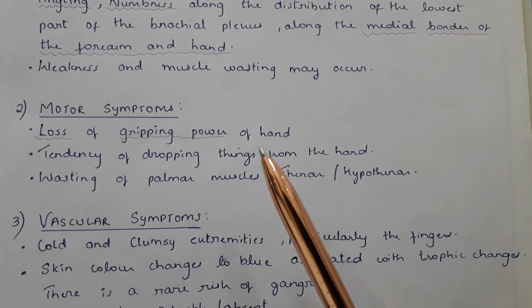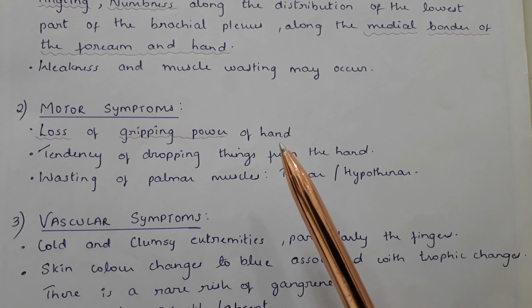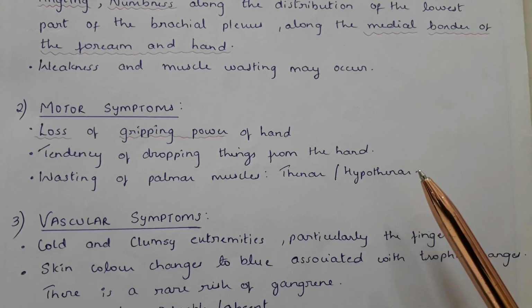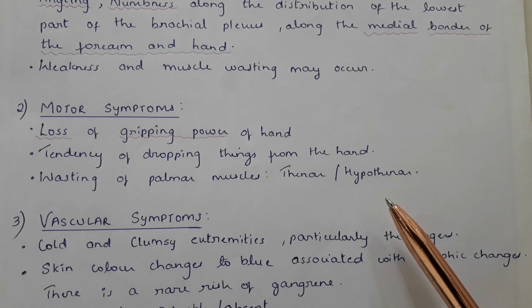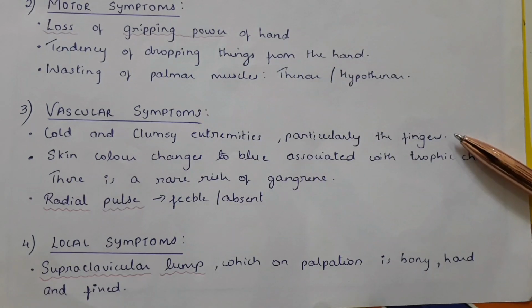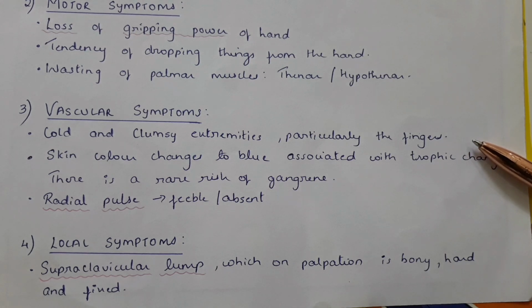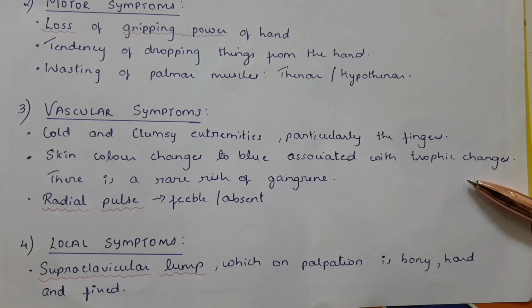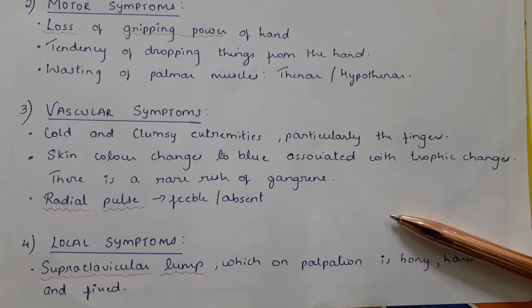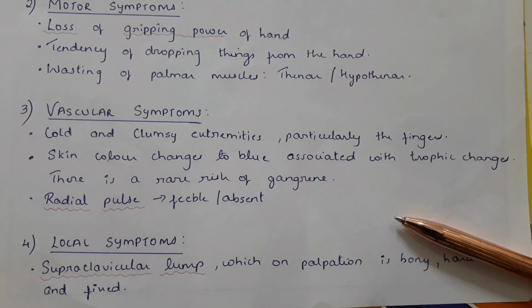Motor symptoms include loss of gripping power of the hand, tendency of dropping things from the hand, wasting of the palmar muscles, that is the thenar and the hypothenar muscles. Vascular symptoms include cold and clumsy extremities, particularly the fingers, skin color changes to blue associated with trophic changes. There is a rare risk of gangrene and the radial pulse is either feeble or absent.